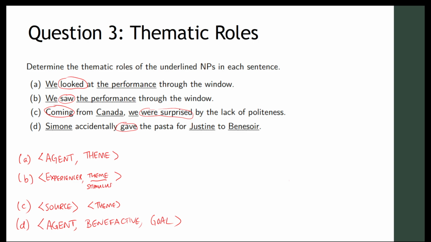So hopefully that wasn't too bad. I think C was a little bit more difficult than the other ones. So just remember, if you have a be verb plus a verb in its ed or en form, you have a passive, and that means that you can restructure the sentence. So the thematic roles are maybe not as clear in those cases. So construct the active, find the thematic roles, and then revert it back to your original sentence. And the thematic roles will be the same as the active.